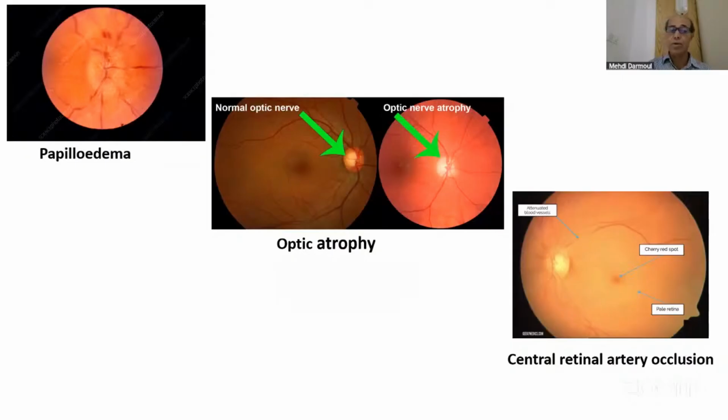We can see other pathologies of the optic nerve and the optic disc. We can see central retinal artery occlusion. Here we see this aspect in the fundoscopy.